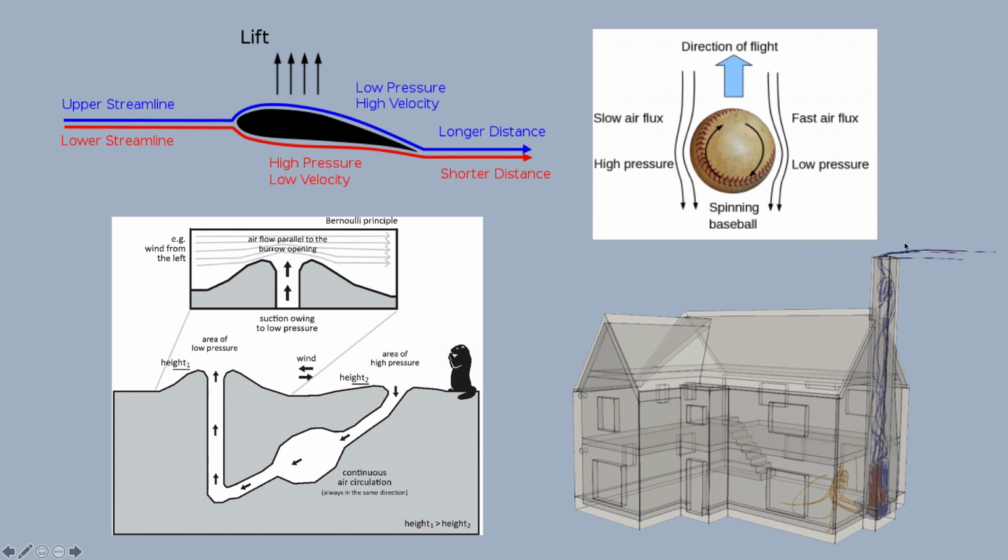Wind speed out here lowers the pressure, so low pressure at the top, high pressure inside, pulls the smoke from going into the house. Instead, it goes up the chimney and out.